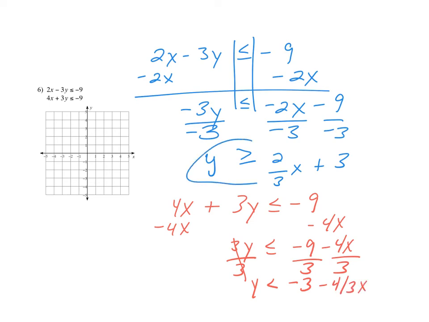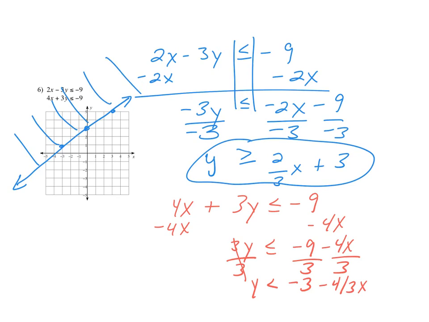So to graph this line, my y-intercept is 3, my slope is 2 over 3. So I rise 2, run 3. Fall 2, run 3. It's a positive line. It's a solid line. It's greater than, so I shade above.